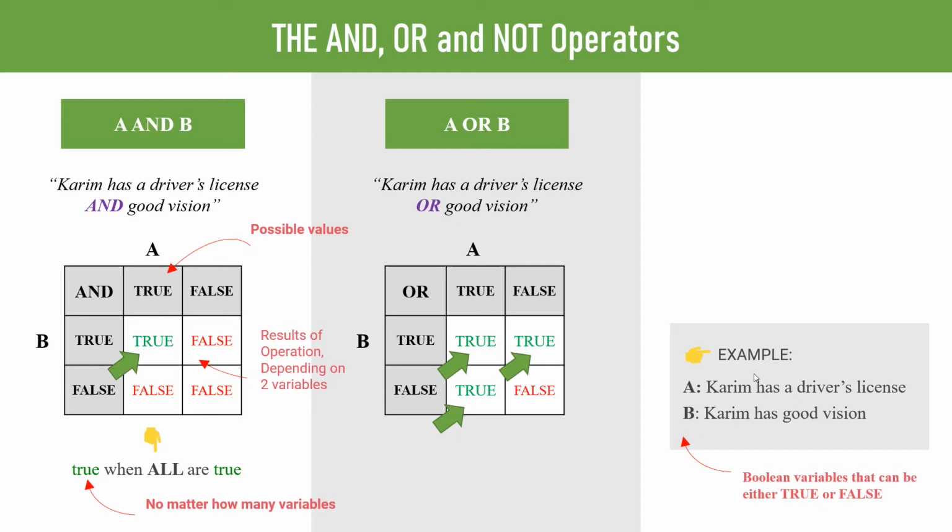And that's why it is called the OR operator. And once more, if we have multiple variables, it's enough for one of them to be true to make the whole operation become true as well. Okay? I hope this makes sense. And once again, I can assure you that it will make sense once we start using this in practice.